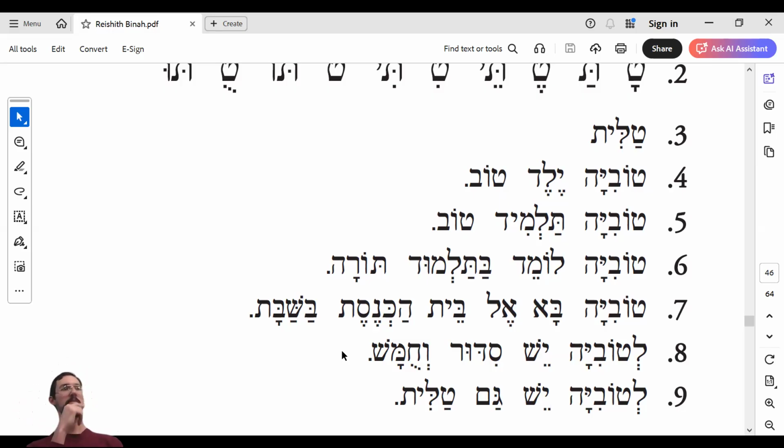Number 8, Mika, please. To refresh my memory, the two below the net, is that an e or an i? On number 8, is that le or li? Le. Letovia yesh siddur v'chumash. Good. Awesome. Chumash.